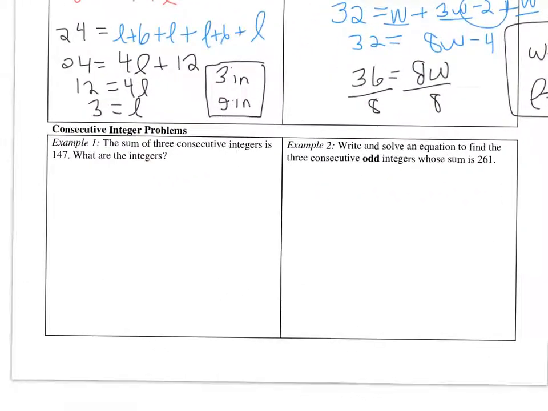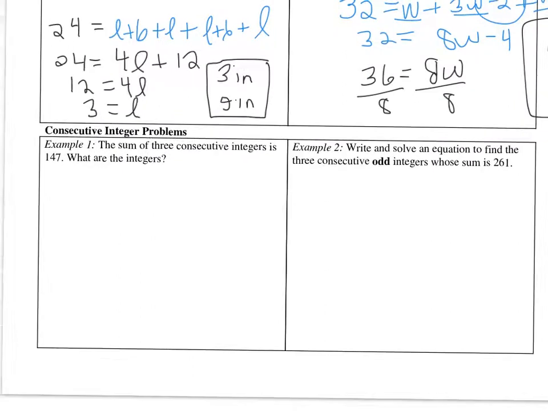Okay, also consecutive integer problems. So consecutive means back to back, and integers are positive and negative whole numbers. So what we're going to do is show algebraically how to do this. I know that some people can just do it in your head, or keep guessing and checking on your calculator, but I'm testing you on your ability to set up an algebraic equation.